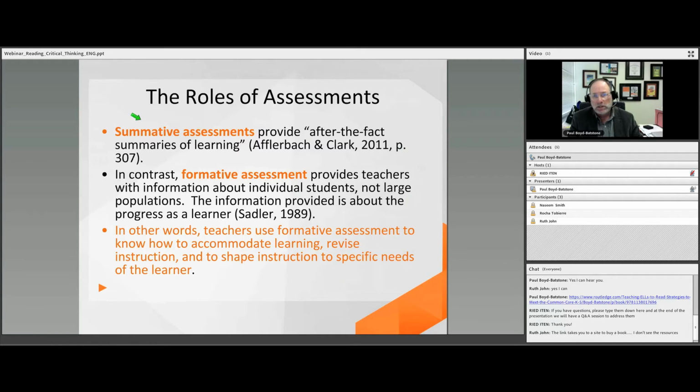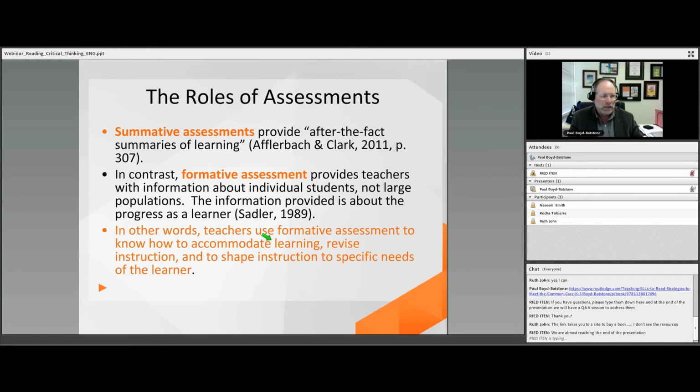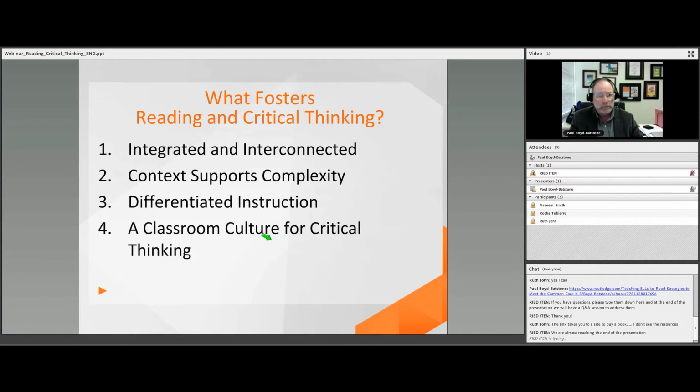Summative assessment tells us what happened after the fact. But I want us to concentrate on more formative assessment that provides teachers with information about individual students, that shows us what we need to do to accommodate our instruction. And that's what that assessment is right there. We're running out of time here, so I'm going to finish right up.